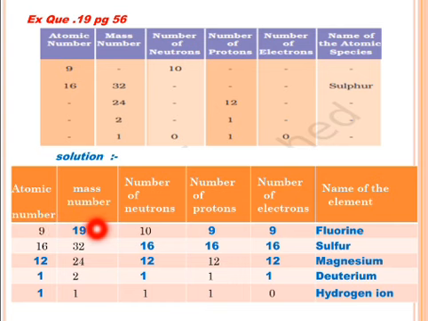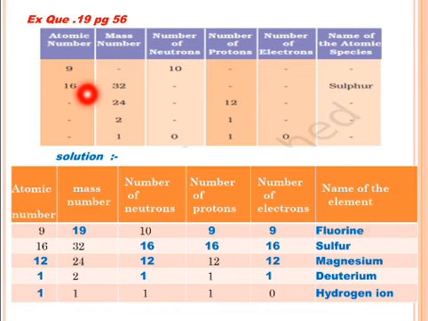Mass number is 19, by adding the number of neutrons and number of protons, 10 plus 9. And from the atomic number, we calculate the number of protons and number of electrons. The element with atomic number 9 is fluorine, so the name of the element is fluorine. Similarly, you can do the second one.